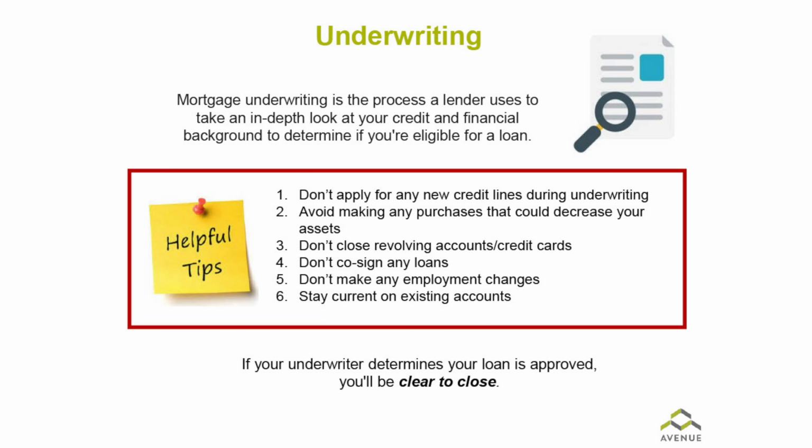Mortgage underwriting is a process the lender uses to take an in-depth look at your credit and financial background to determine if you're eligible for the loan. Don't apply for any new credit lines during underwriting. That means don't buy furniture, don't do anything, don't buy any cars. Avoid making purchases that can decrease your assets. Don't close revolving accounts or credit cards. Even if you have a revolving account and it's paid to zero, don't close anything.